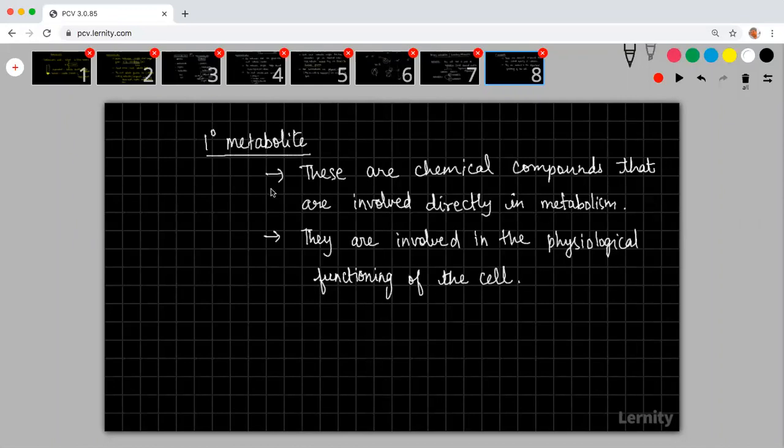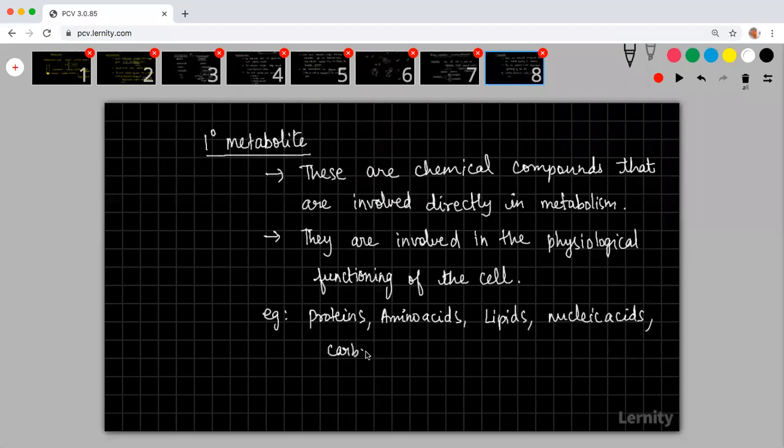Okay, so examples will be your proteins, amino acids, lipids, nucleic acids, carbohydrates, sugars.